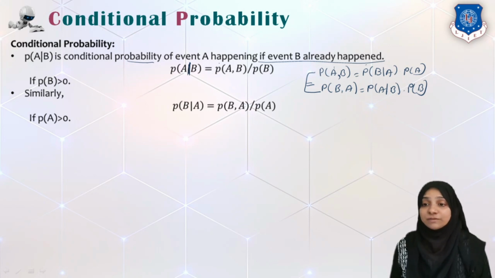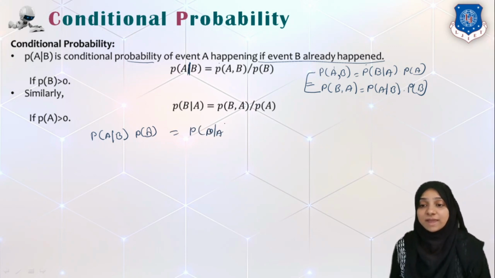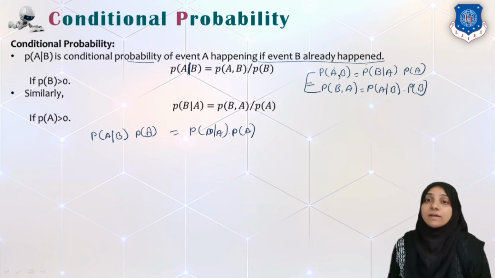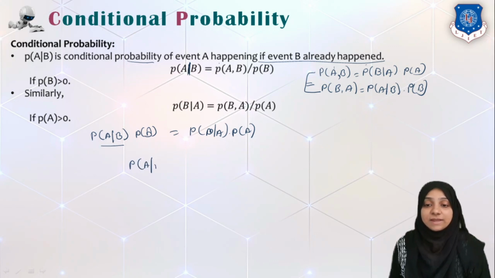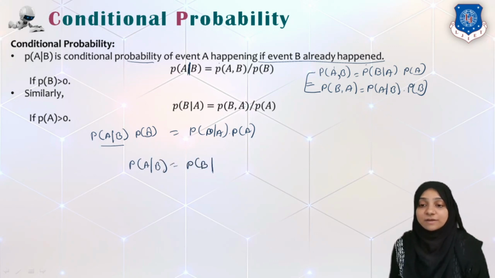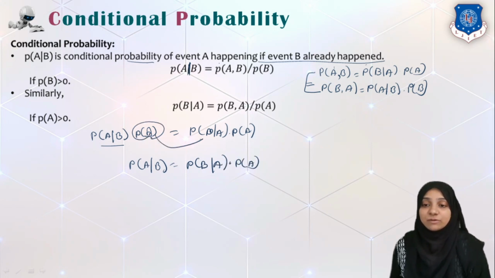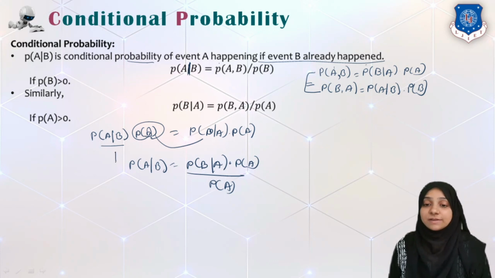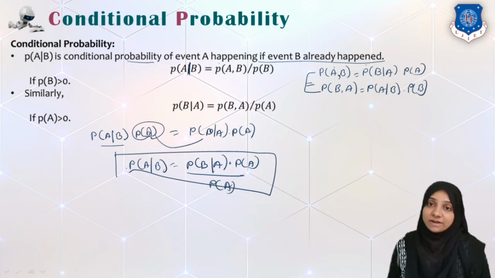I can equate both of these sides. That is, probability of A given B into probability of B is equal to probability of B given A into probability of A. Now here what we can do is take A given B on one side, and I will write it as probability of B given A into probability of A. This particular term will go into the denominator, that is probability of B. Now this is nothing but our Bayes rule. Let us understand that Bayes rule by this derivation.